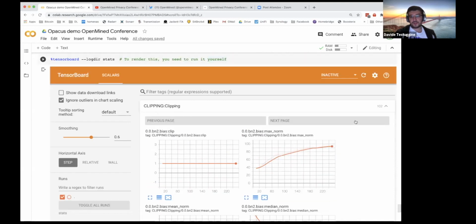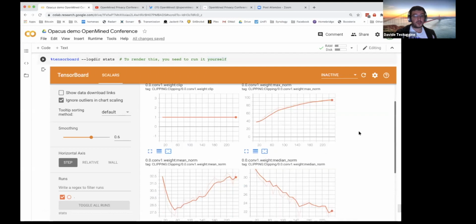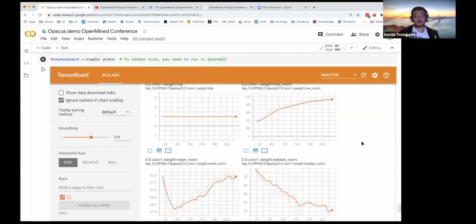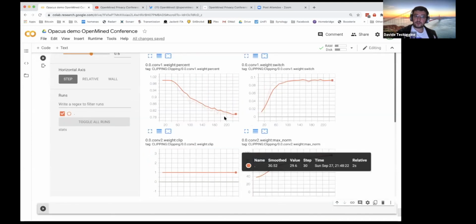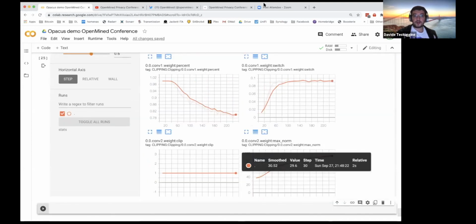This is important if you're trying to make DP-SGD better as an algorithm. Having this logging is something that greatly benefits you. And that is all I had for the demo. So I will go back to the presentation, and let me change it back to Keynote.